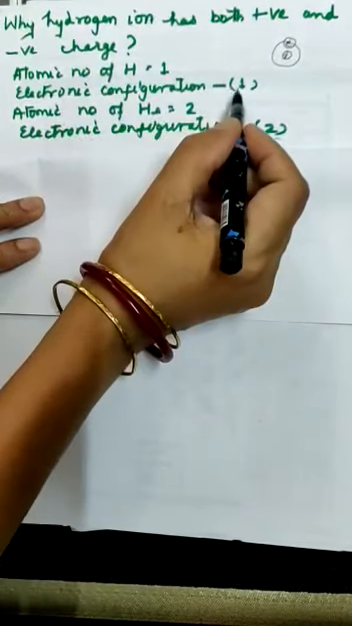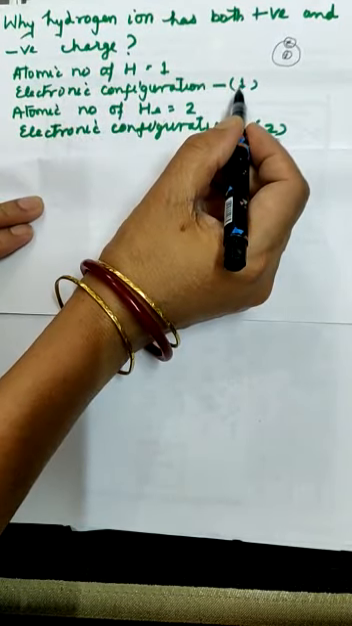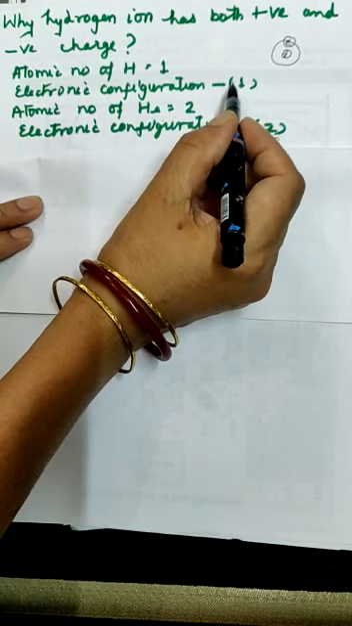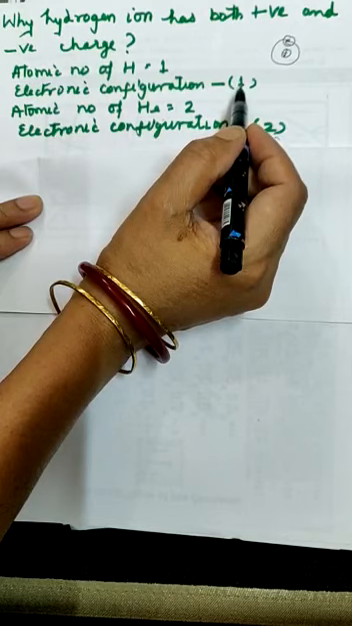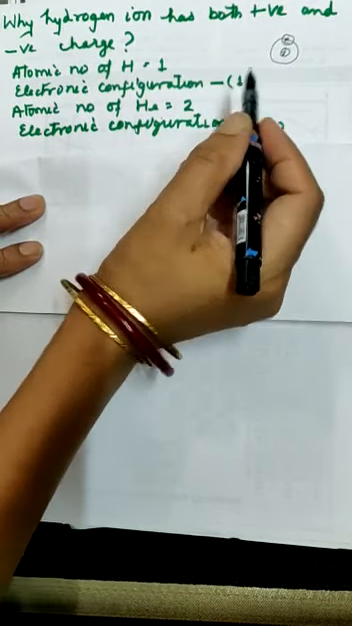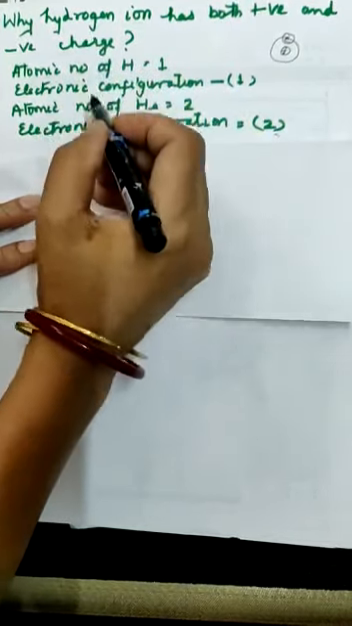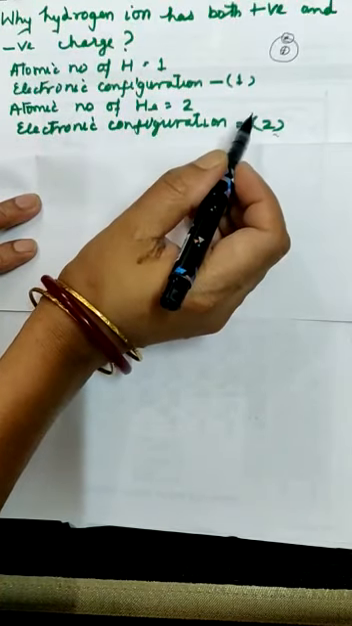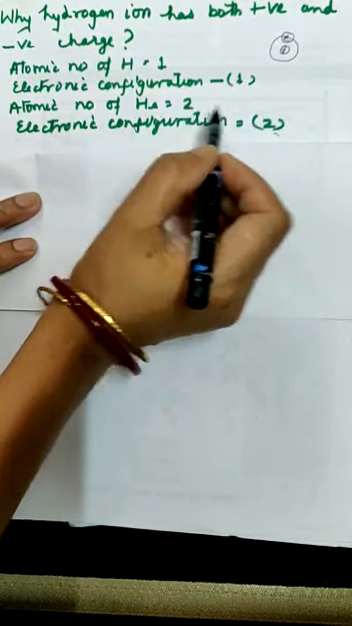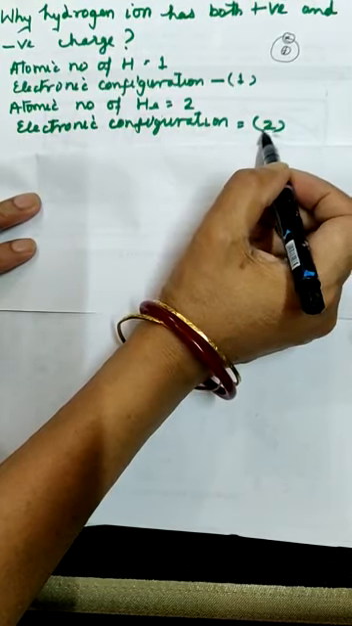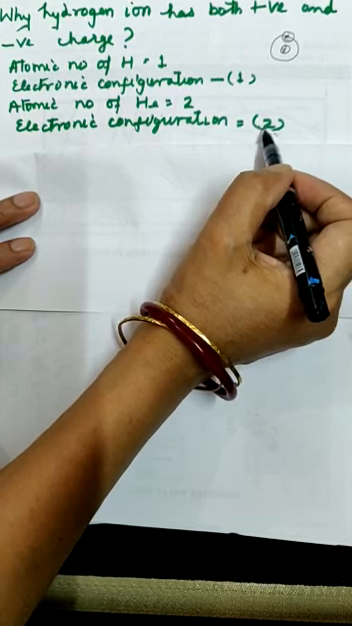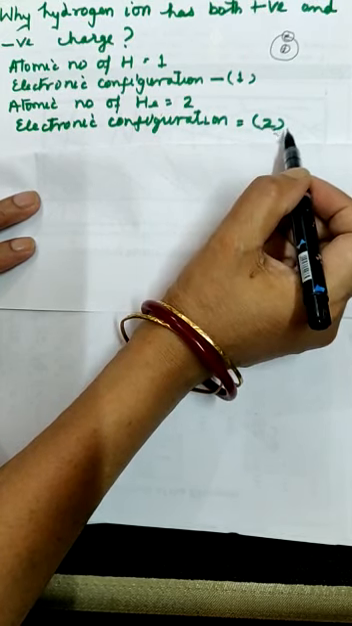So its electronic configuration is 1. One electron in one orbit, that is the first orbit. For it, the outermost orbit and the first orbit are both the same. Then the nearby noble gas, that is helium, which has only one orbit, has atomic number 2. It has 2 electrons in its first orbit, and it is stable because the first orbit can have only 2 electrons.